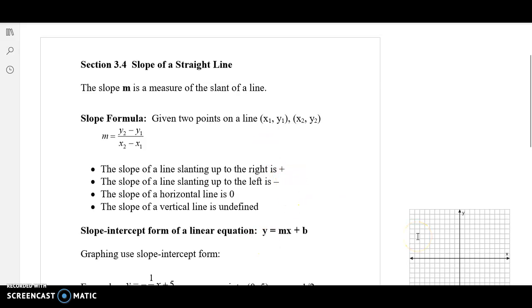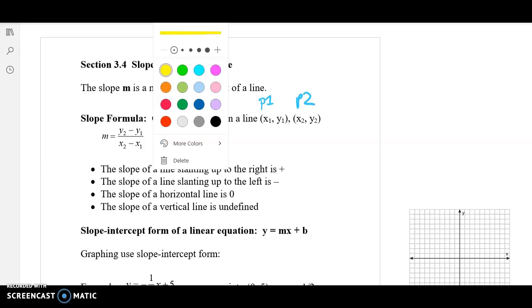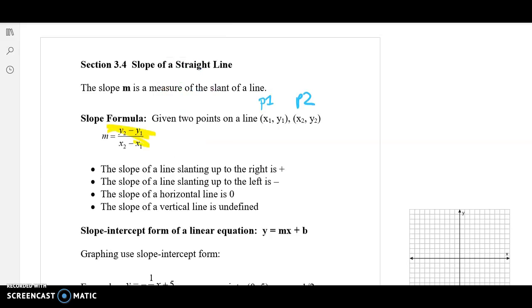Point 1 being x1, y1. So this is point 1 and this is point 2, x2, y2. The formula for slope is right here, so make sure that you write that down. So here's our formula right here. Notice, point 2 comes first. It's our change in y over our change in x.